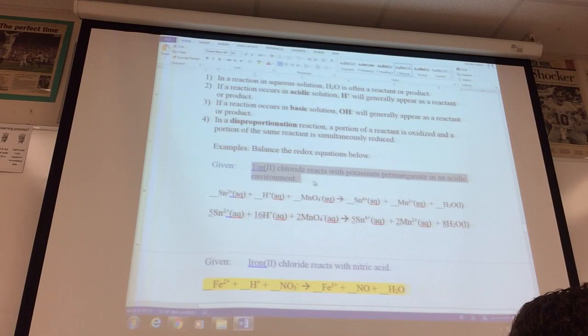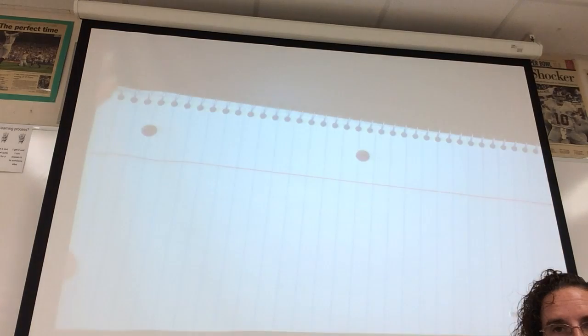So tin 2 chloride reacts with potassium permanganate. The chloride ion is a spectator ion that will not appear in the reaction. The potassium ion is a spectator ion that will not appear in the reaction. We're going to balance this equation. I'm going to rewrite it here.